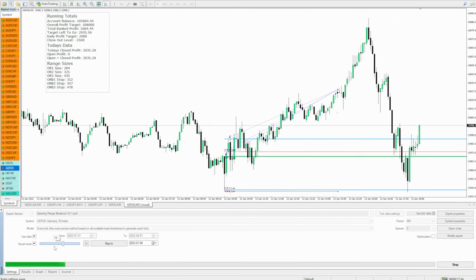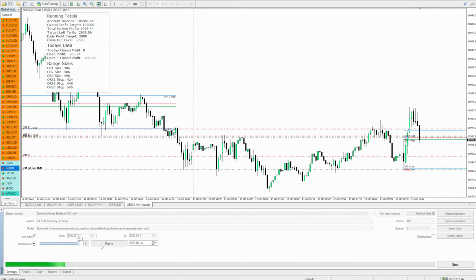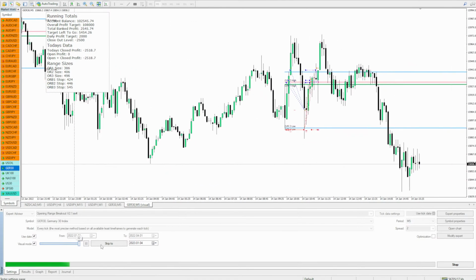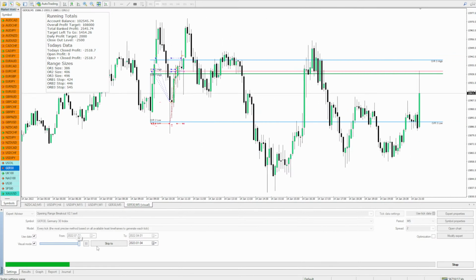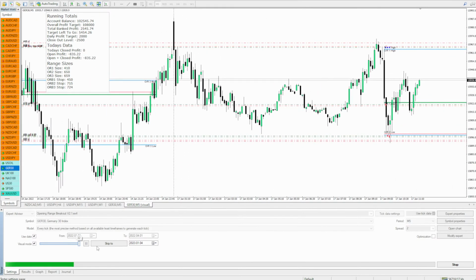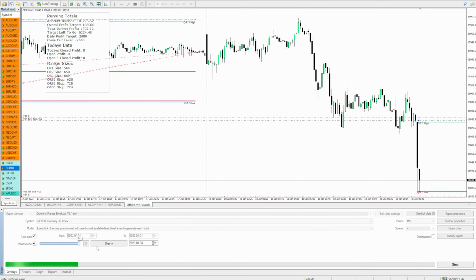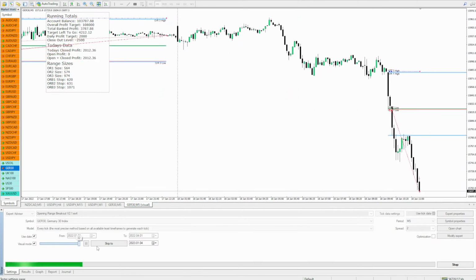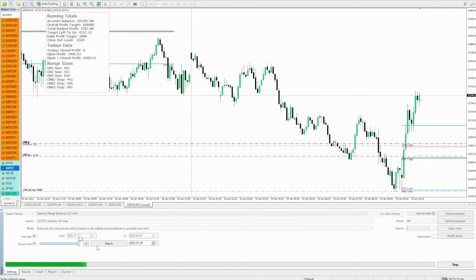Another choppy day, survived that one, made $2,000, up to 5K profit now. Choppy, choppy, choppy, stopped out, $2,500 loss. Again, all these figures, make them your own. This is a 100K account, so this is trading large size, obviously, but you won't be trading large size if you're not trading a 100K account. So we've got $4,000 profit there.